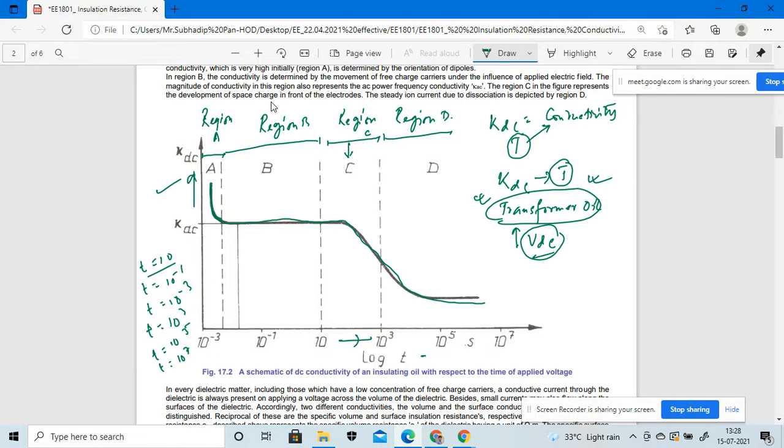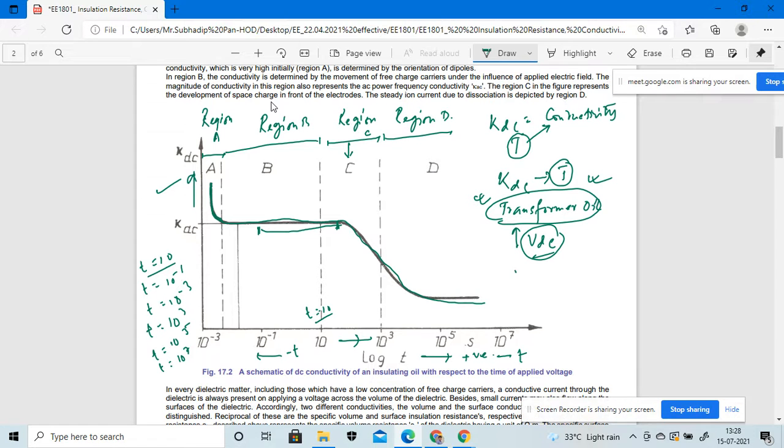Okay, so this will be the positive part of the time, and this will be the negative part of the time, right? Here we will see that at certain values of the time, t equal to 10, under the region B, my graph will be saturated. So at certain values of the time interval, the conductivity of the transformer oil is saturated in the region B and in region C.